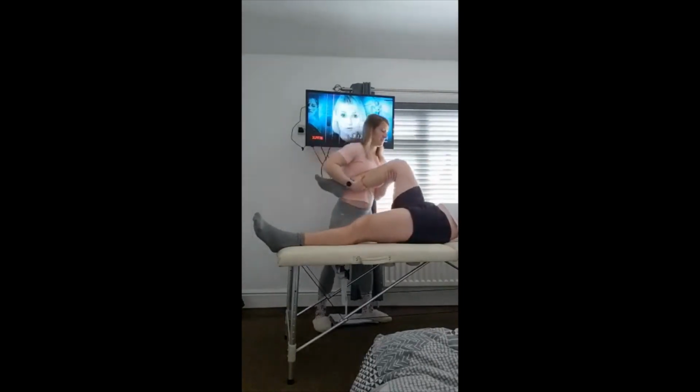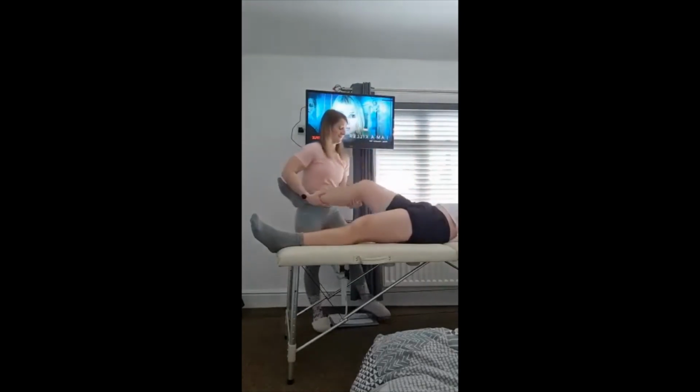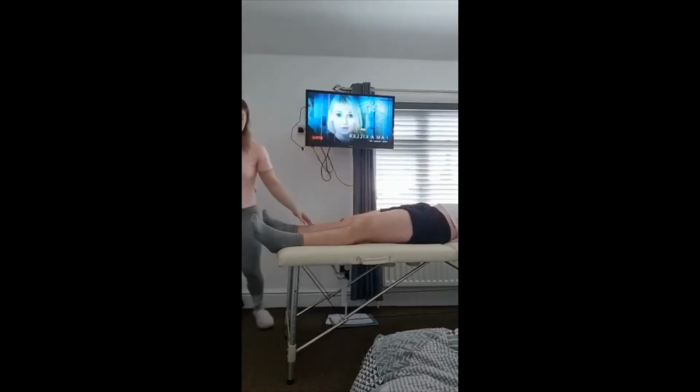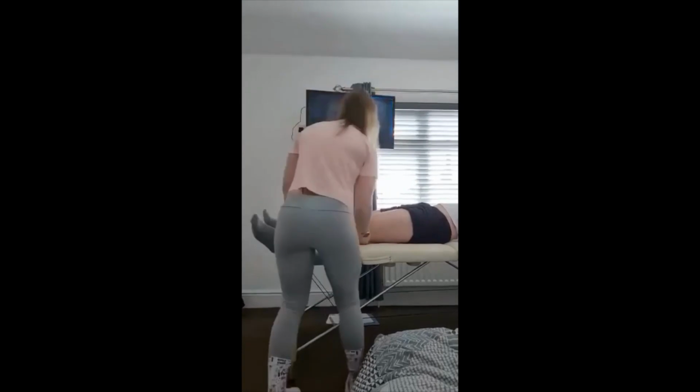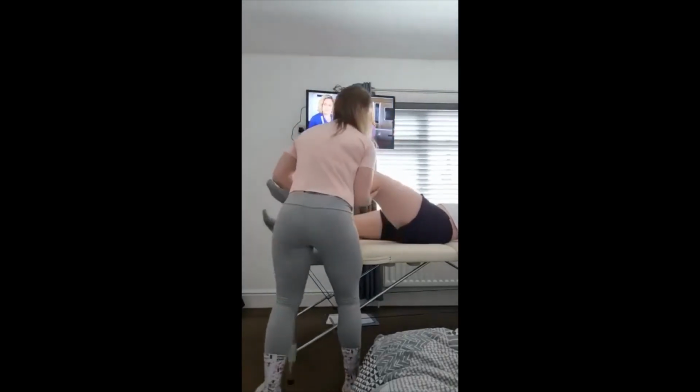This is Maitland's principle of grades, so grade 1, grade 2, grade 3 and grade 4 on both legs, the uninjured leg first.